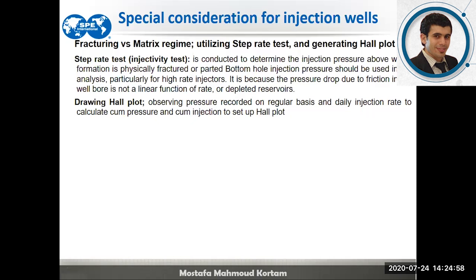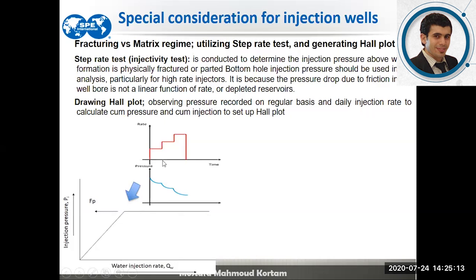Simply, you have different injection rates, and you record the bottom hole pressure or wellhead pressure. It's better to get the bottom hole flowing pressure. At the same time, you pick the injection rate of each step, along with the pressure that was recorded at that injection rate, and you can plot the injection rate versus the injection pressure. At that time you may have two streams and two lines. Of course, the points are scattered around those two lines.